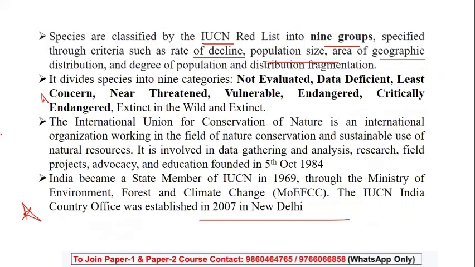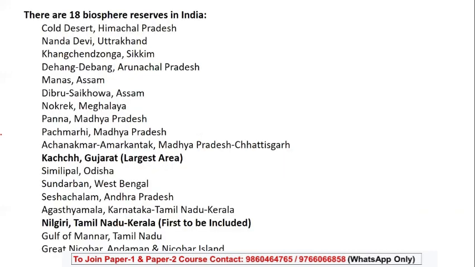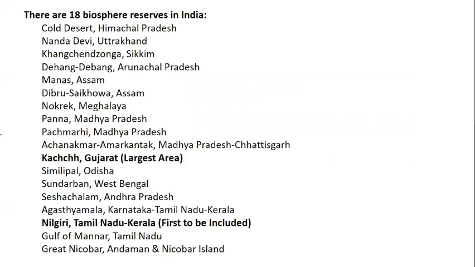Then we have UNESCO's Man and the Biosphere programme, that is MAB, launched in 1971, which aims to establish the relationship between people and environment. There are 18 biosphere reserves in India. The benefit is to improve human livelihood and to promote economic development. These 18 biosphere reserves are given as follows, with reference to the states also.